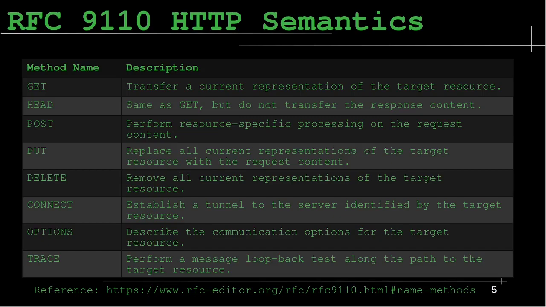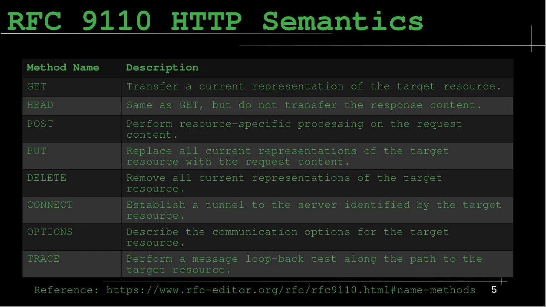The PUT method replaces all current representations of the target resource with the request payload. This is usually used to update or create resources on the server. The DELETE method deletes the specified resource. This is usually used to remove resources from the server.